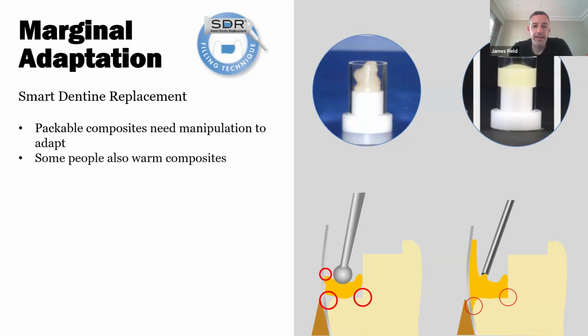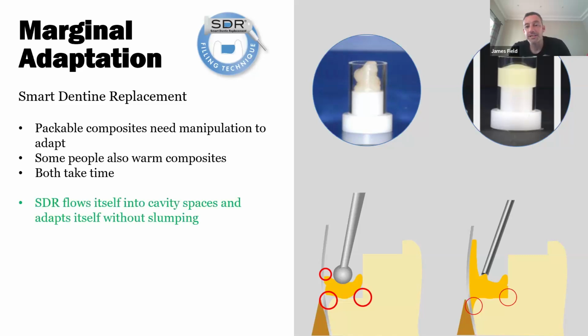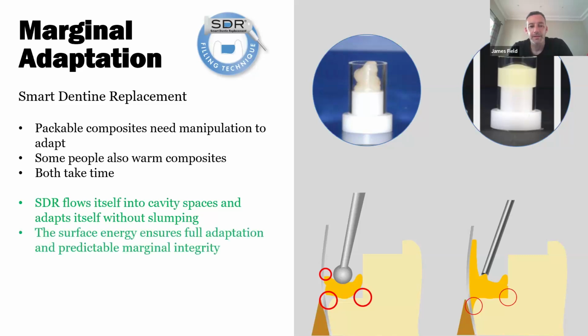And if you want to really get a normal packable composite to adapt to that, then you have to do a few things. You either have to agitate it in some way, pack it physically, or you have to warm it. And even then, you won't get the full adaptation that you get with SDR flow. But all of those things take time. And SDR flow is itself very wettable. It takes itself into those cavity spaces and adapts itself without slumping.